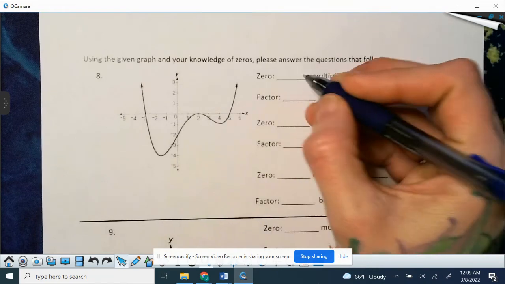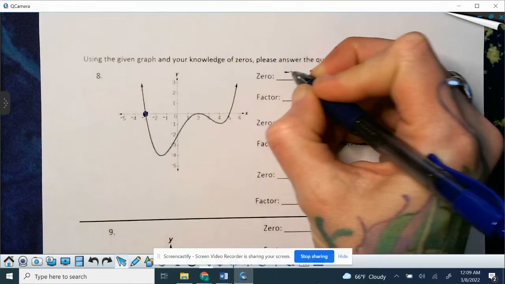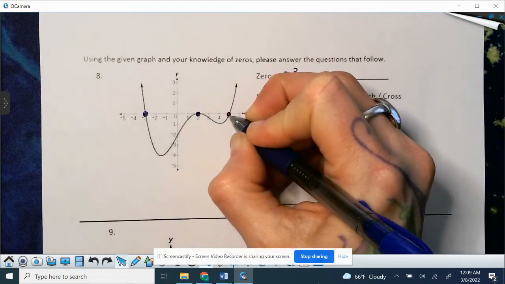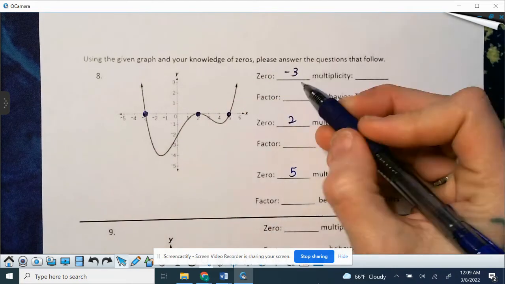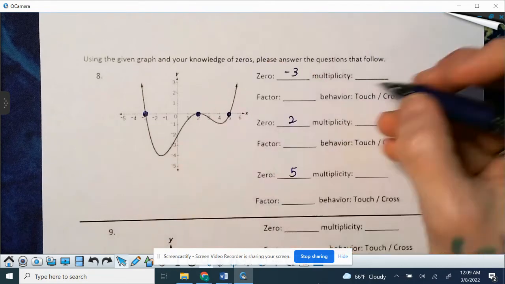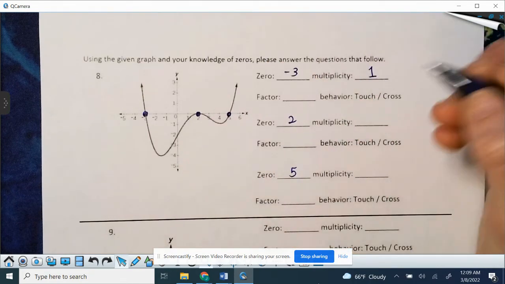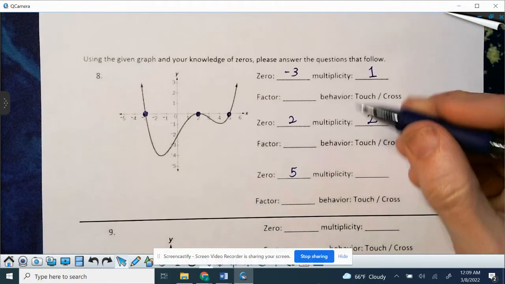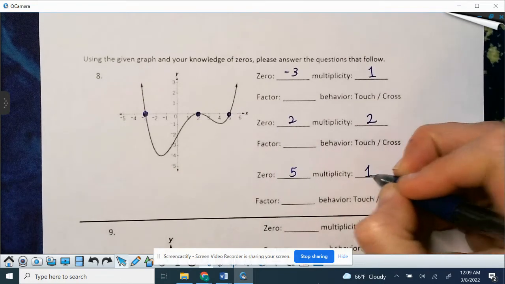So our zeros. We have a negative 3, we have a 2, and we have a positive 5. The multiplicity of negative 3, it crossed straight through, so that's going to be a 1. The 2 bounced, so we're going to say that's a 2. And then our 5 went straight through, so that's a 1.